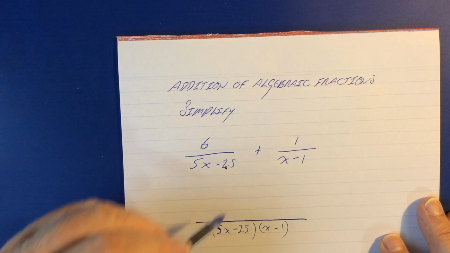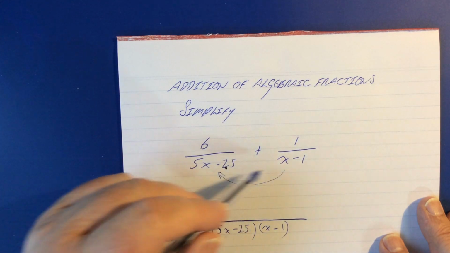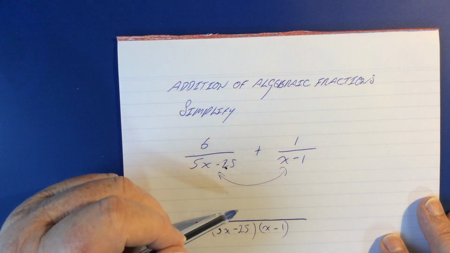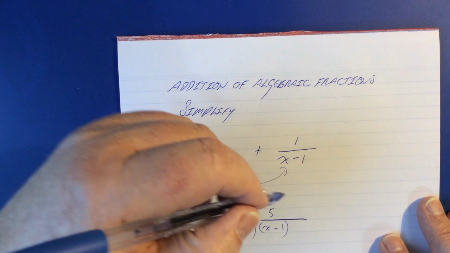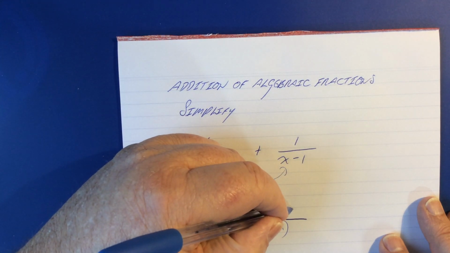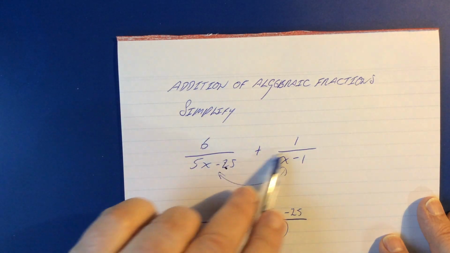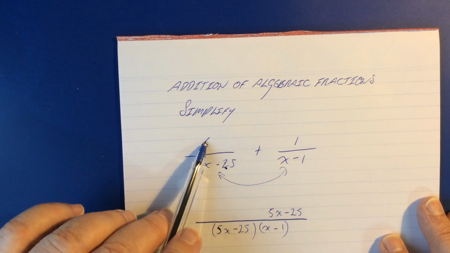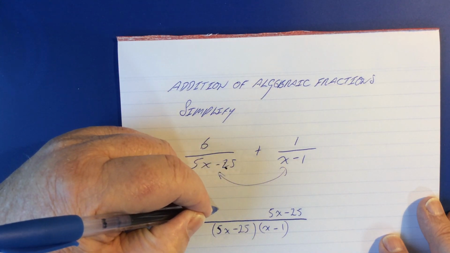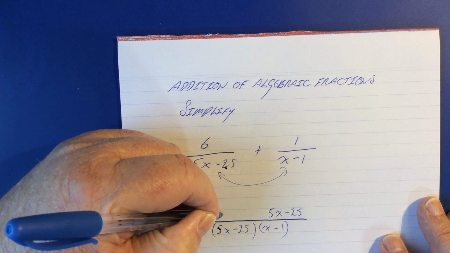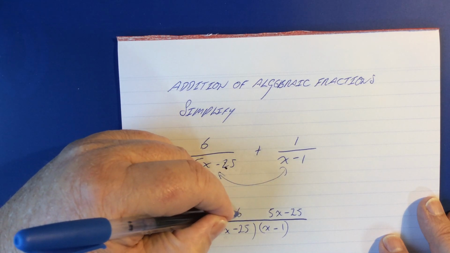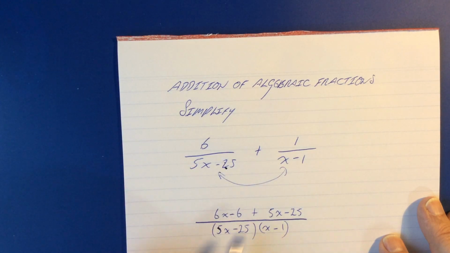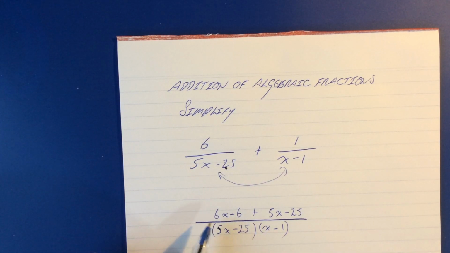Now, cross multiplication means that we multiply these two. We multiply this expression here by this, which gives us 5x minus 25, because that's that, times 1. And we multiply this expression by this, which gives us 6x minus 6. And once we have that done, we can put this all together.